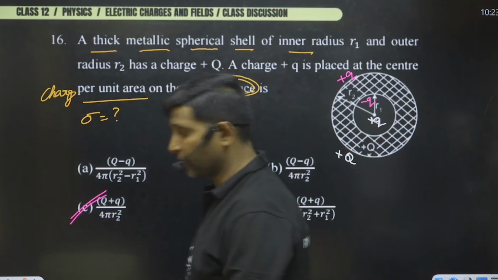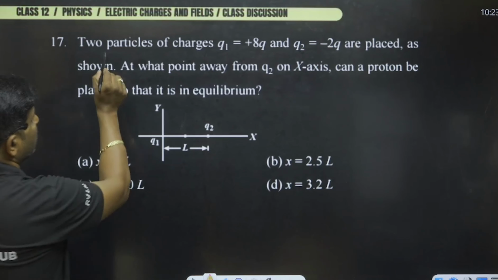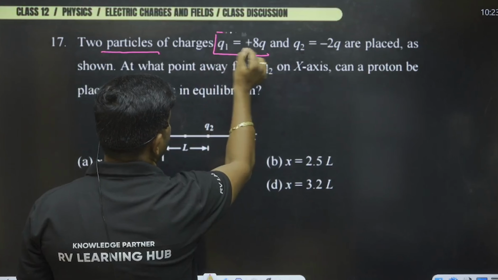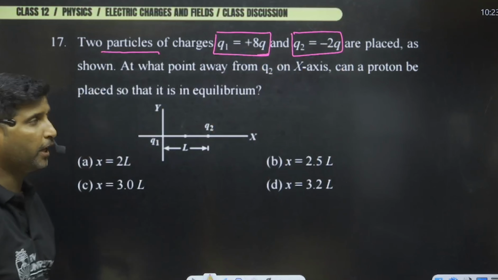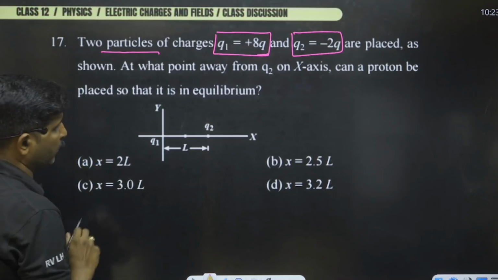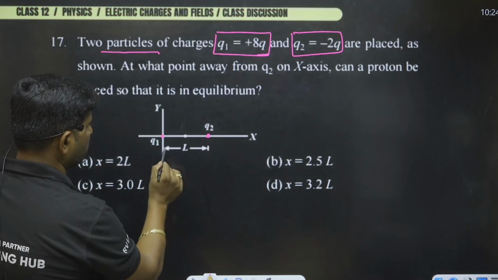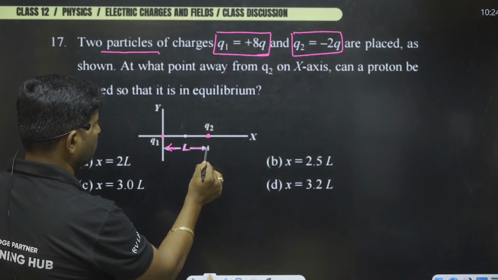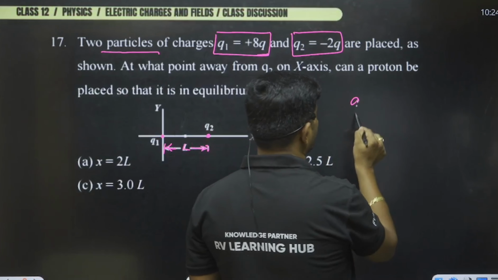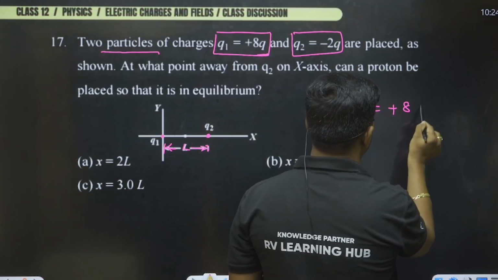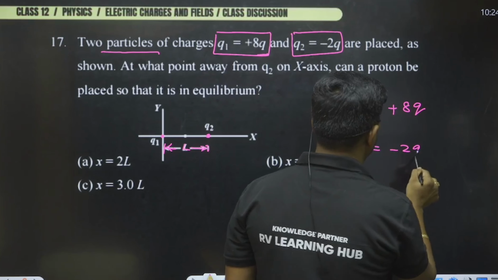Similarly, let us see the next question carefully. Two particles of charges q1 equals plus 8q and q2 equals minus 2q are placed as shown in the figure. Let us say this is q1 and this is q2. They are separated by a distance of capital L. So observe this. Charge q1 is equal to plus 8q and the charge q2 is equal to minus 2q.